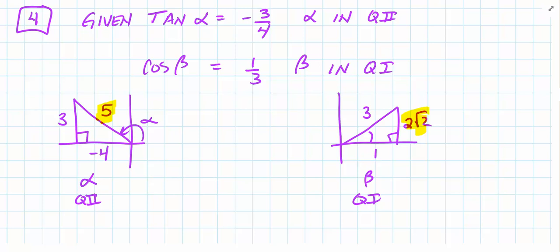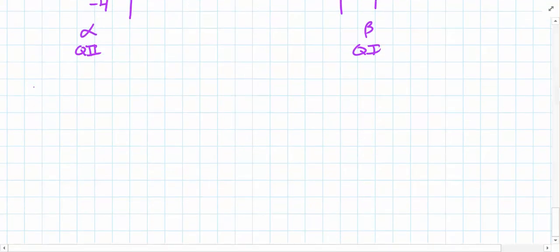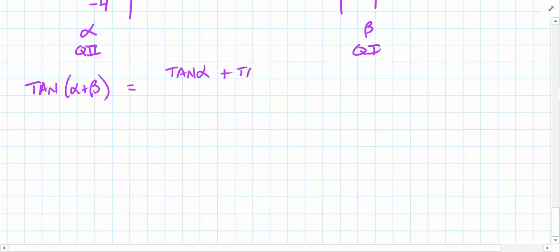All right, good. So we're going to figure out the tangent of alpha plus beta. That's going to be our goal for this one. According to our sum formula, that's going to be the tangent of alpha plus the tangent of beta, all divided by 1 minus the tangent of alpha times the tangent of beta. Okay, let's go ahead and fill in the information that we know.